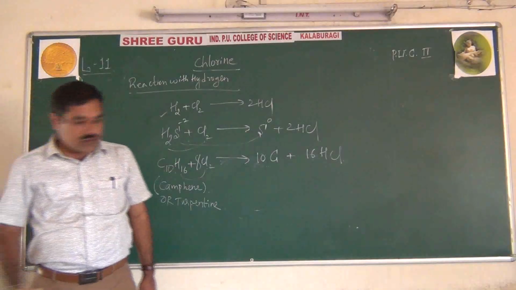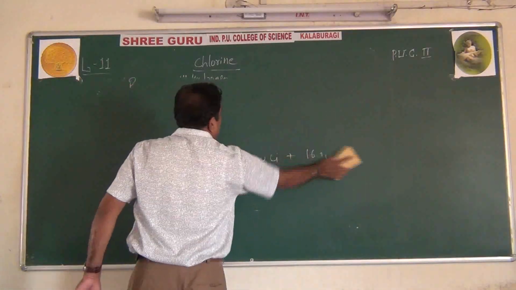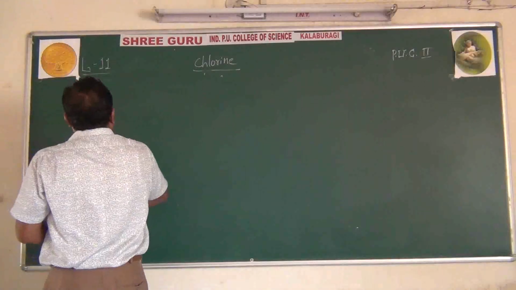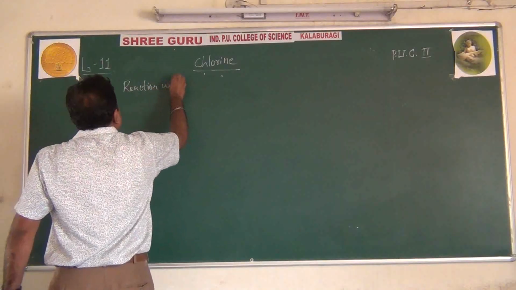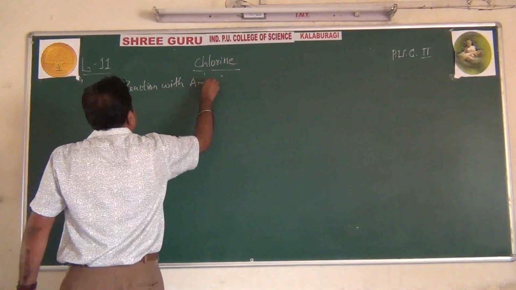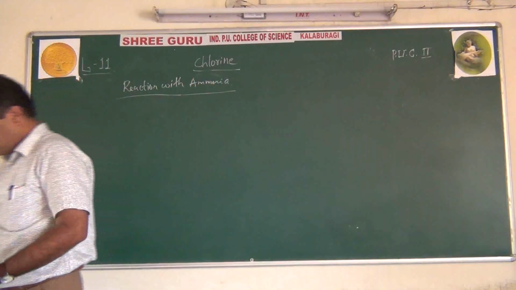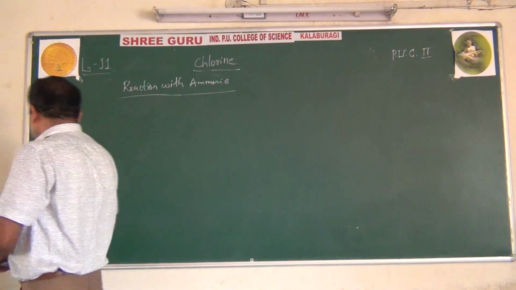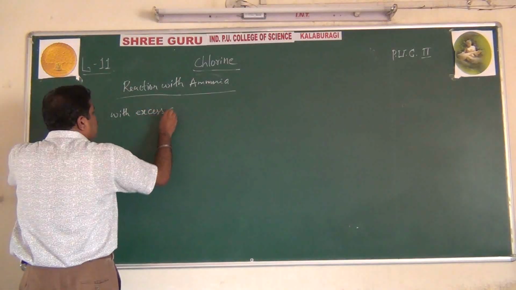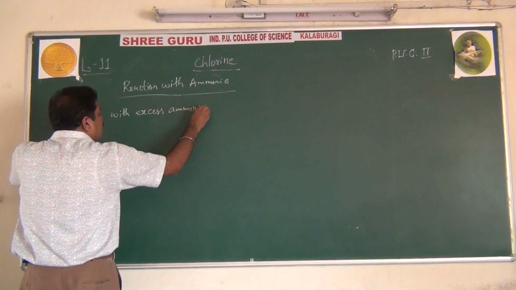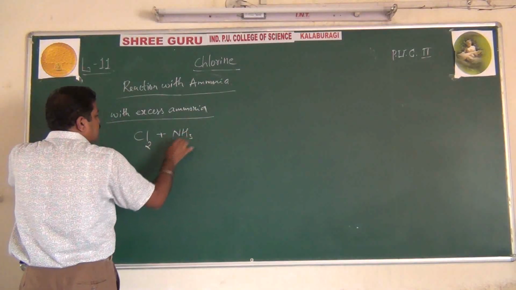Okay. Now coming to the next, reaction with ammonia. These are also important. These are very, very important reactions. How does chlorine react with ammonia? The students here, with excess ammonia, chlorine reacts. See, I am telling you excess.